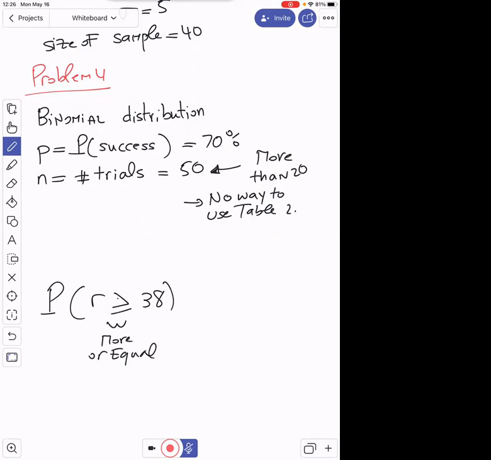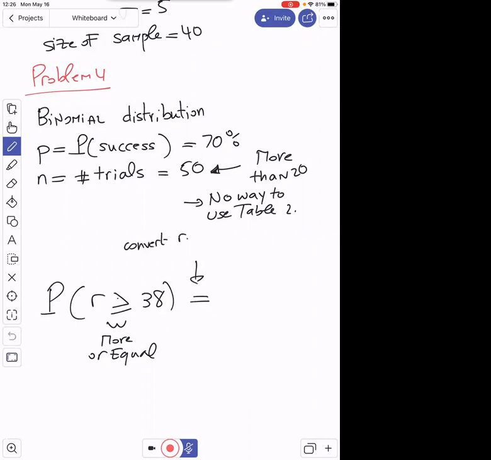Of course, if you had your table, more or equal to 38 would be 38, 39, 40. We have a group of 50, so the maximum number of students you can have is 50. So it's 38 plus 39 plus 40 plus 41, etc., up to 50. But as I said, there's no way to use the table here. So the idea is to convert.